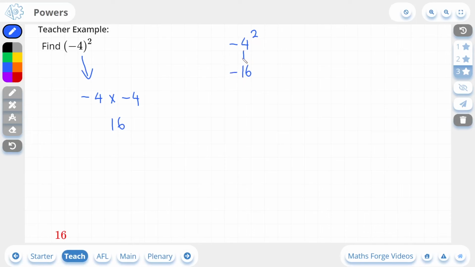And so the answer to -4 squared without brackets is -16, but the answer to -4 squared with brackets is +16. So just one more time, this calculation here, you do 4 times 4 first, and then you apply the negative symbol.